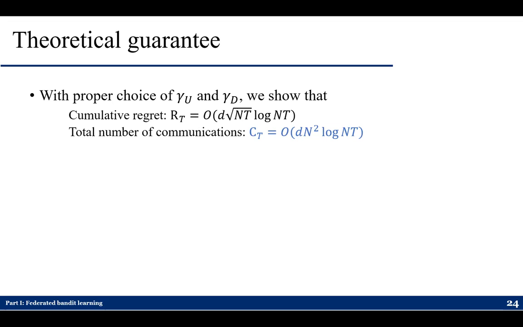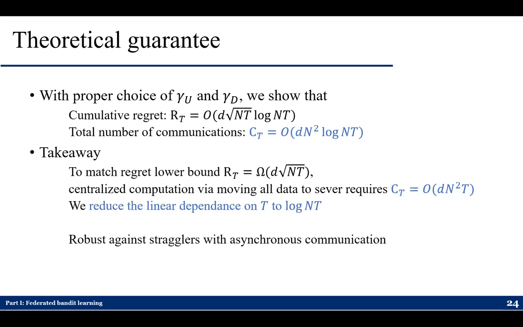Our performance can be as good as moving all the data to a central location to train one single model. Meanwhile, we only require communication that is sublinear in terms of the whole time horizon T. If we do centralized computation by moving all the data together, the communication cost, measured by the number of times of communication, will be dn squared T. So we have a reduced linear dependence on T to log nT.